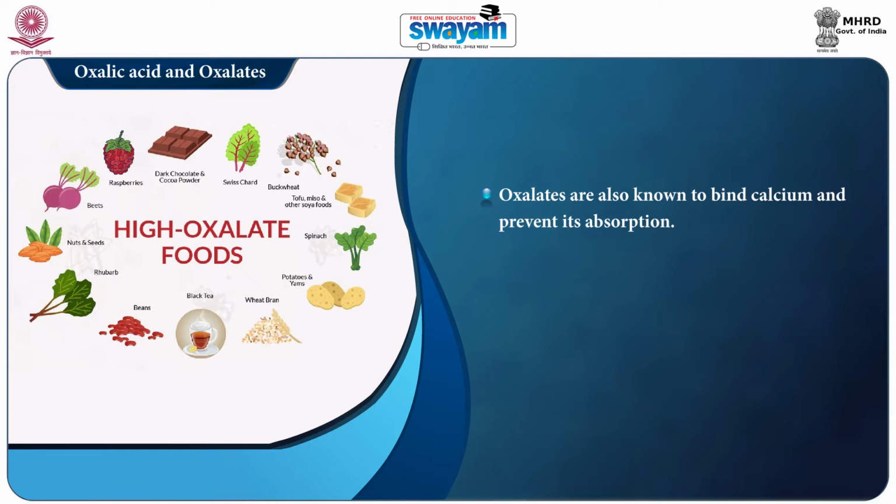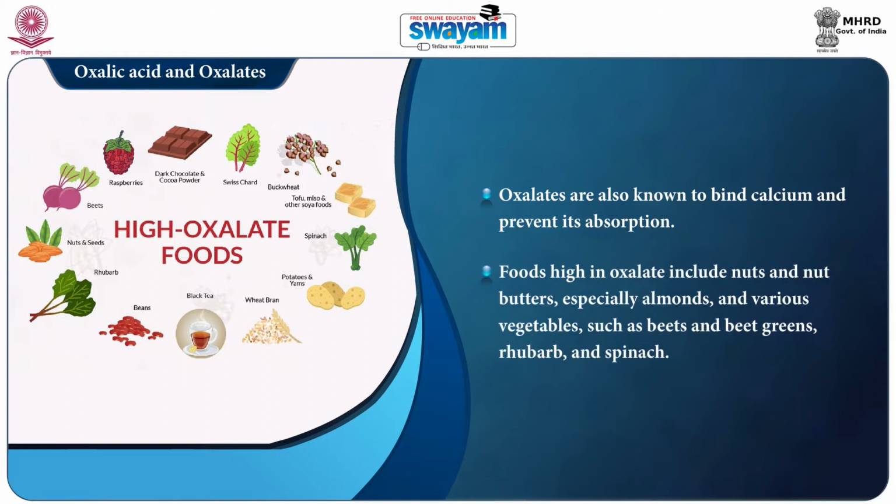Oxalates are also known to bind calcium and prevent its absorption. Foods high in oxalate include nuts and nut butters, especially almonds, and various vegetables such as beets and beet greens, rhubarb and spinach.